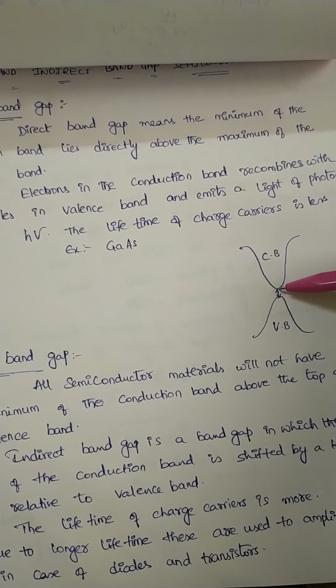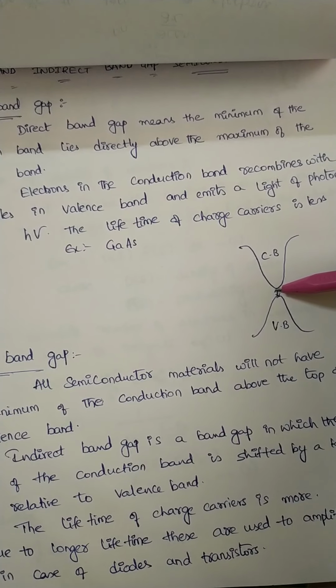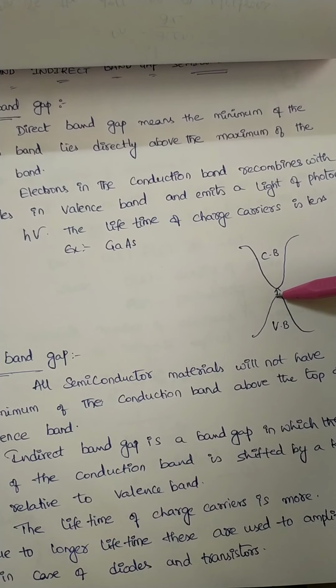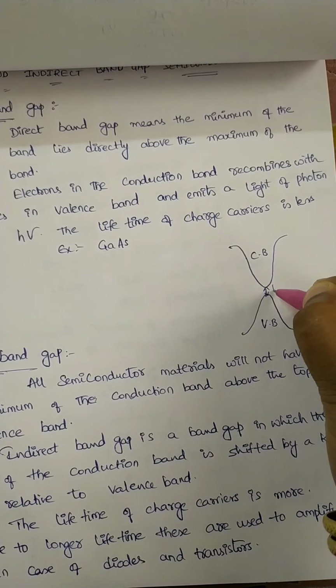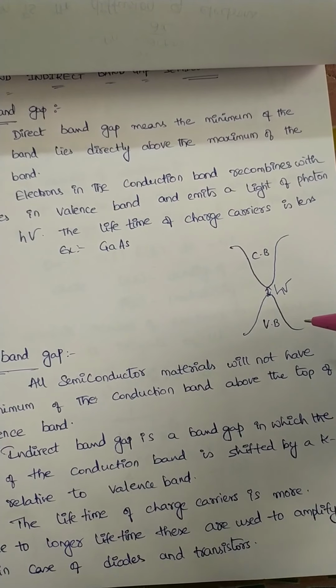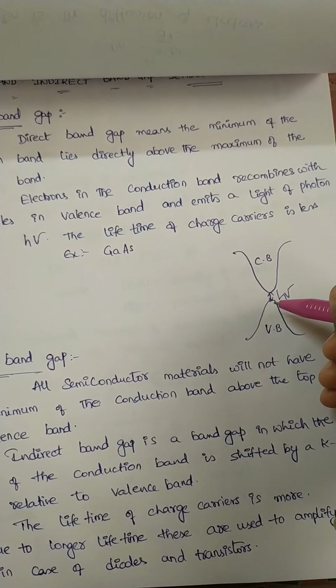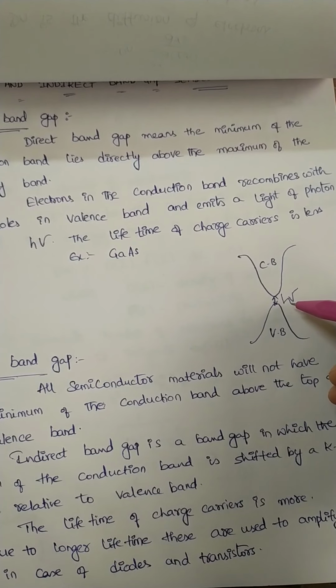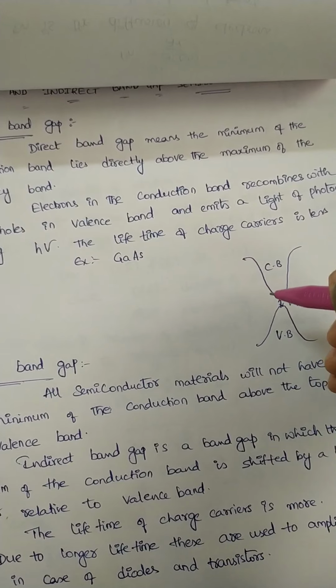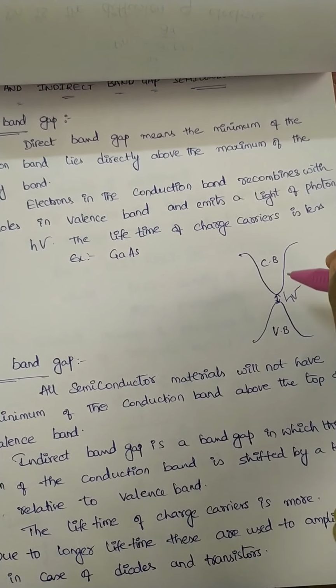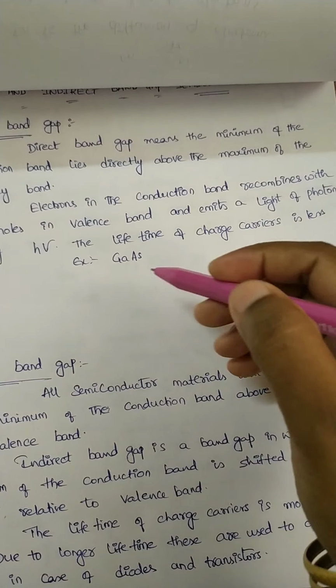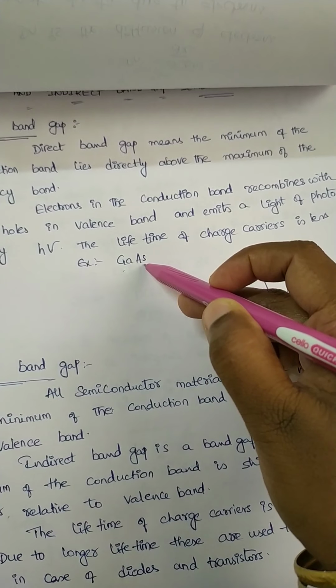That means electrons in the conduction band will recombine with the holes in the valence band and emit a photon of light of energy h nu. In the case of the direct band gap, the lifetime of the charge carriers will be less. The best example is gallium arsenide.